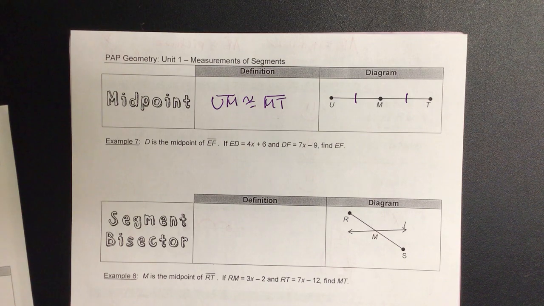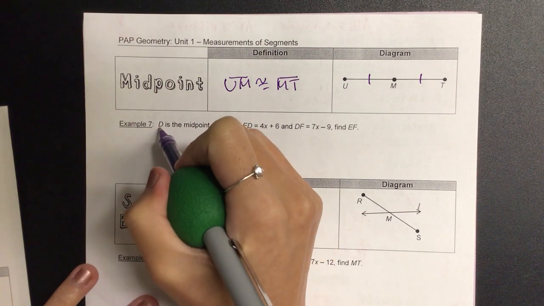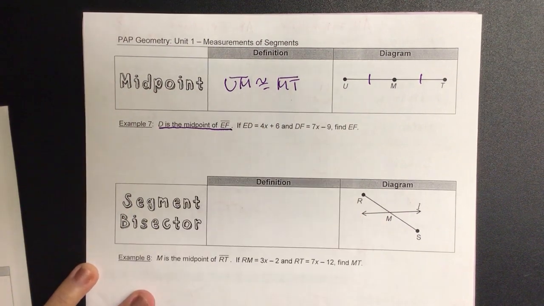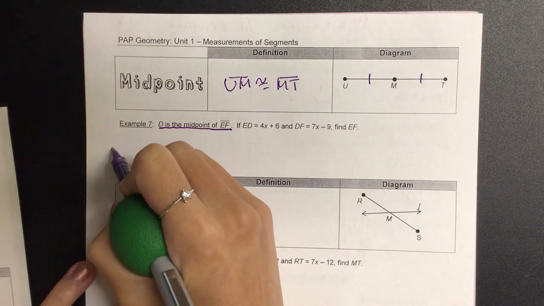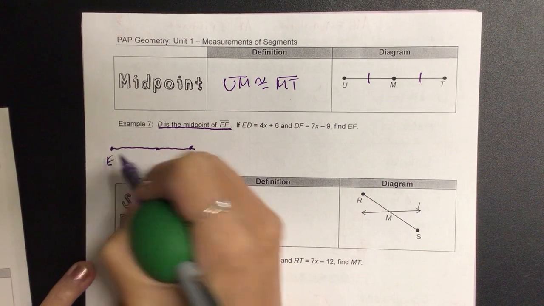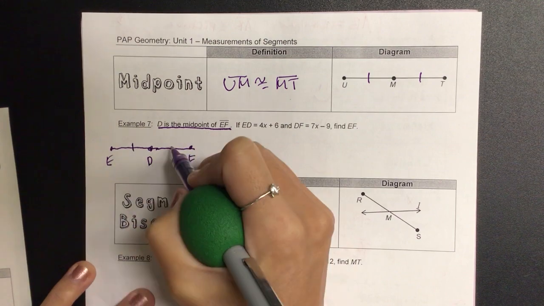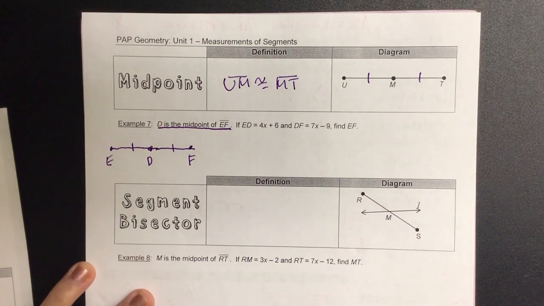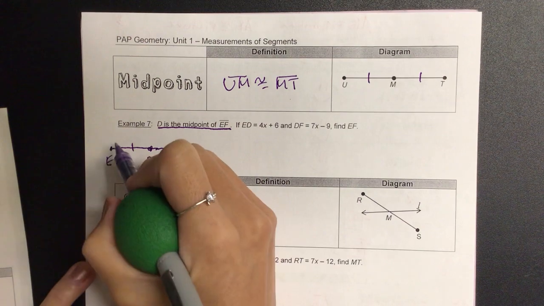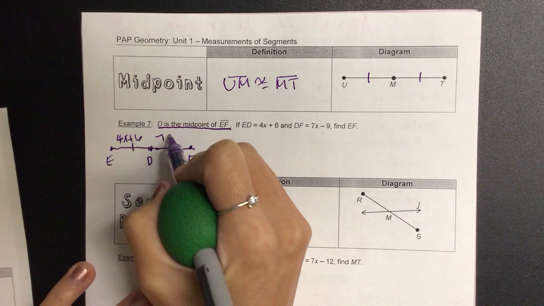All right, Katie, let's read example number 7. D is the midpoint of EF. If ED equals 4x plus 6 and DF equals 7x minus 9, find EF. Okay. So who's my endpoint? Okay, let's go ahead and draw that EF. So here's E, here's F. So D has to be exactly in the middle. So I can notate these two are congruent too. And then it says ED is 4x plus 6. And then DF is 7x minus 9.